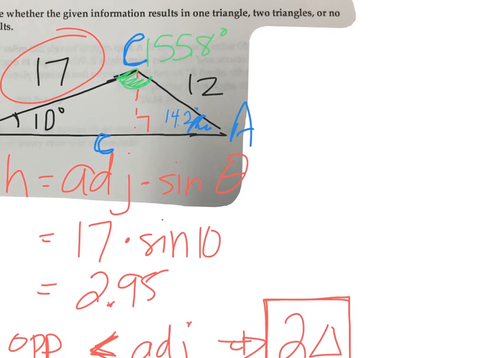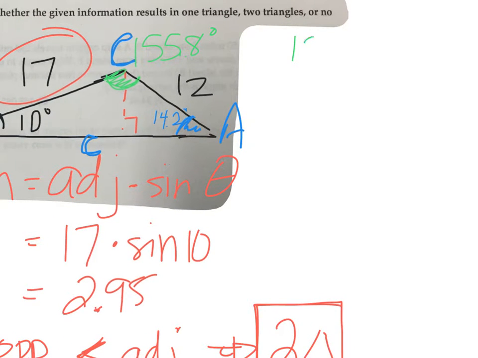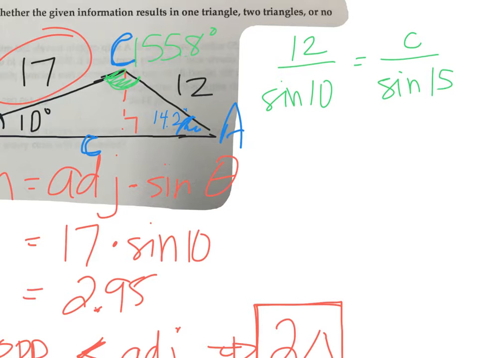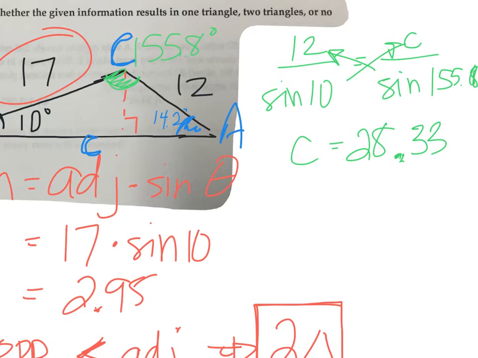So back to our law of sines, we have 12 over the sine of 10 is equal to little side C divided by the sine of 155.8. So when I cross multiply here and divide there, I get a side of 28.33 units long, for the side of that triangle there.